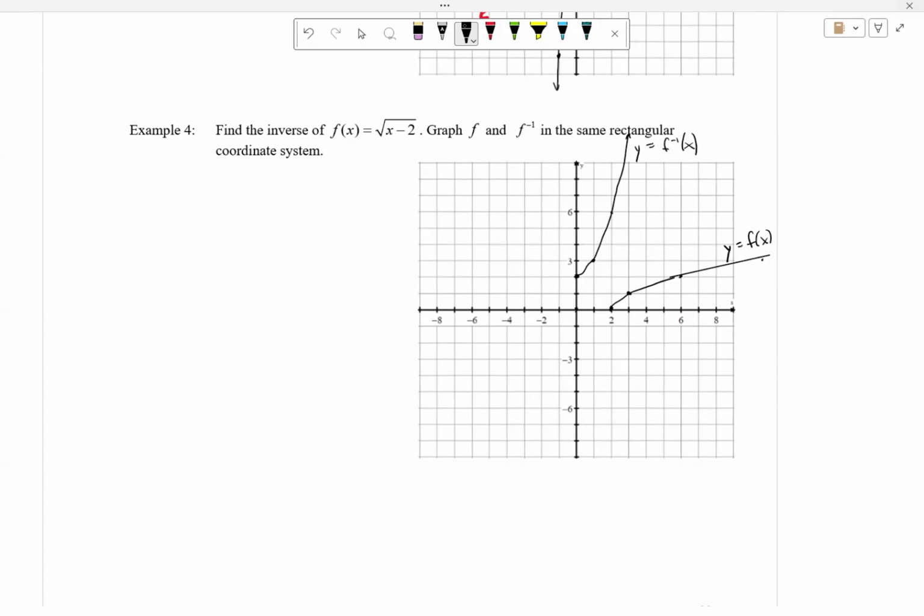Y equals the square root of x minus 2. Then I swap the x's and y's, so I got x equals the square root of y minus 2. Yes. Then I squared both sides. X squared equals y minus 2, and then I move the 2 over to the other side to get x squared plus 2 equals y. Yes. And that's x squared plus 2 equals f inverse. I'll go ahead and reverse the sides if you don't mind.